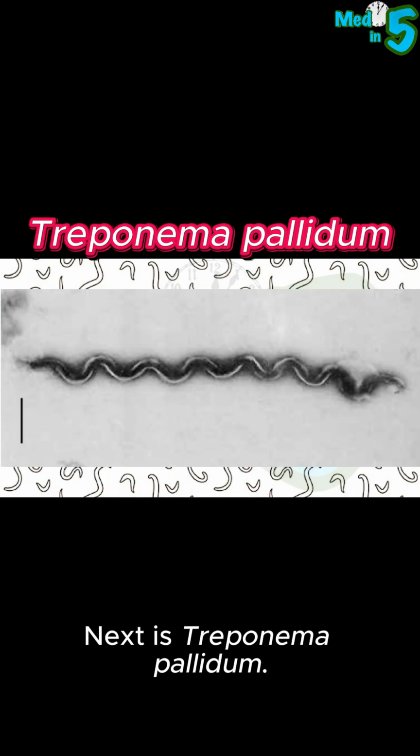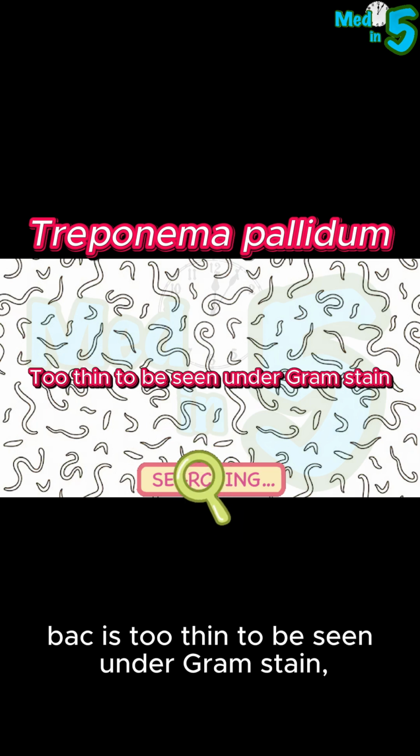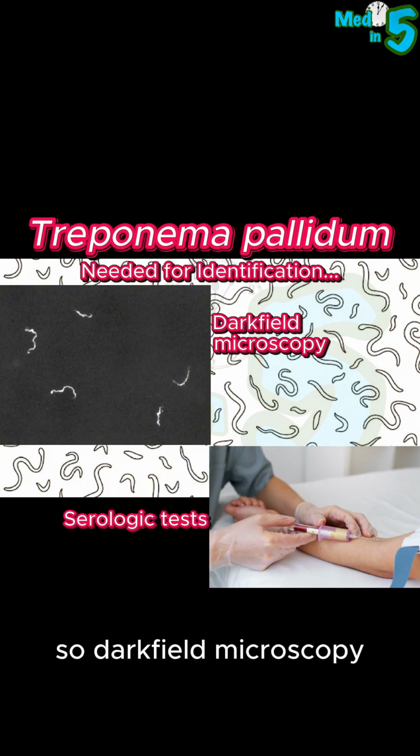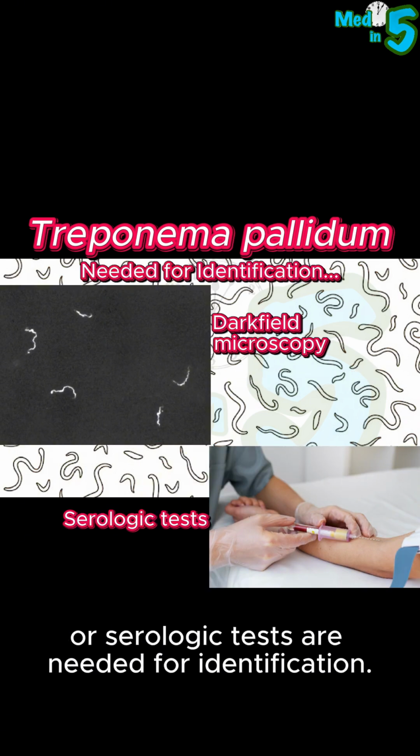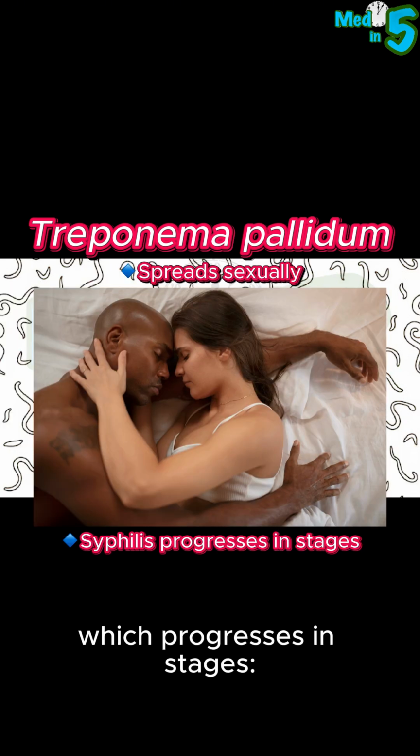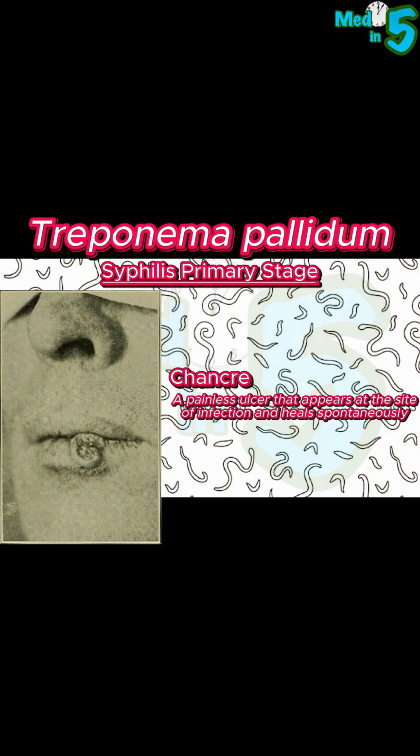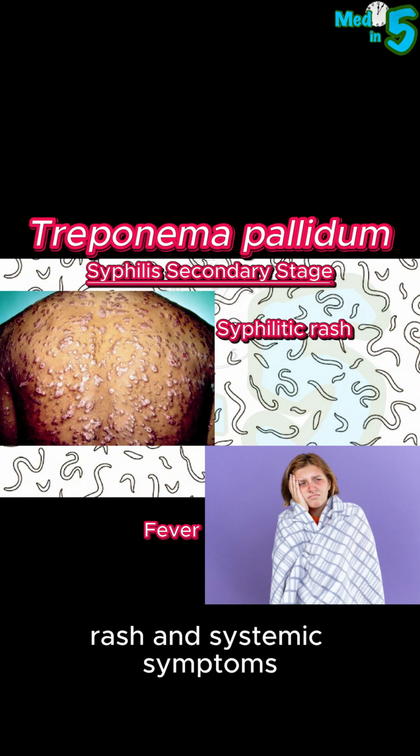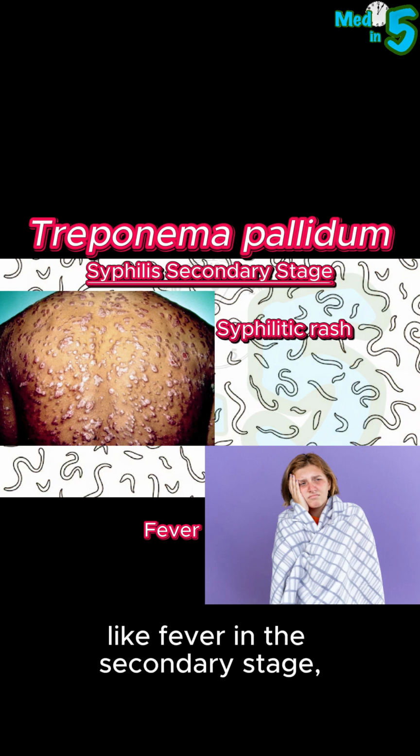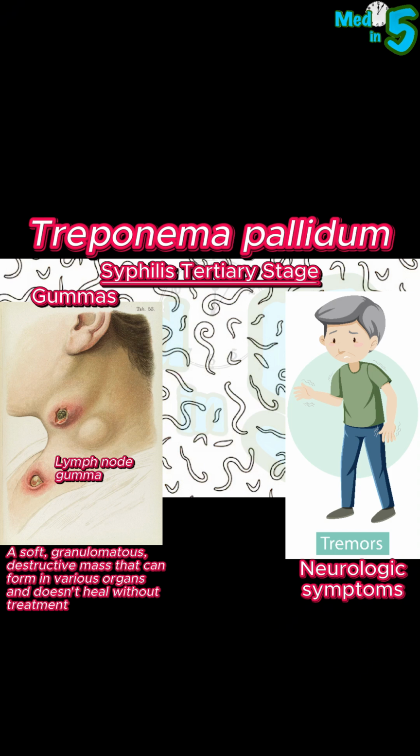Next is Treponema pallidum. This spiral-shaped bacterium is too thin to be seen under gram stain, so dark-field microscopy or serologic tests are needed for identification. T. pallidum spreads sexually and causes syphilis, which progresses in stages: a painless chancre in the primary stage, rash and systemic symptoms like fever in the secondary stage, and gummas or neurologic symptoms in the tertiary stage.